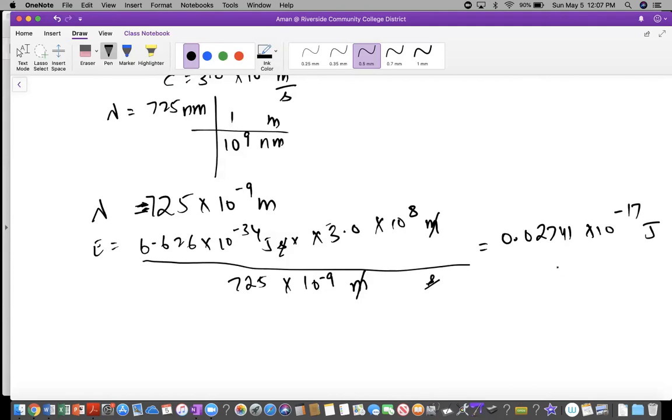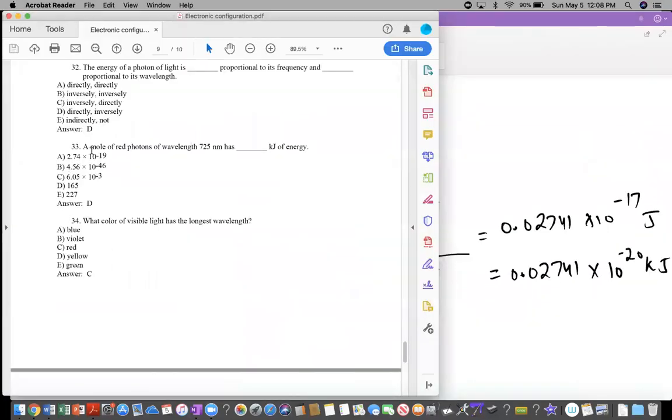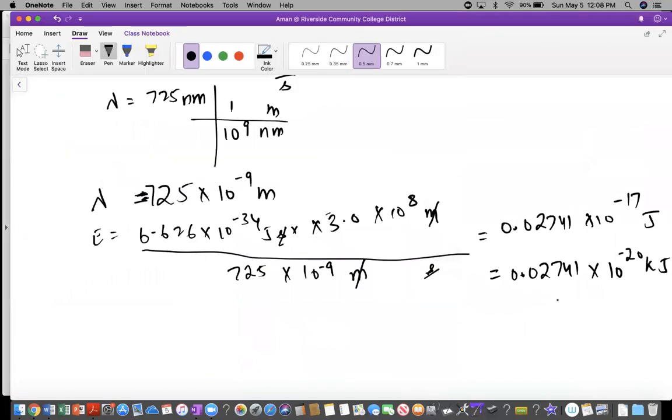No. Wait. That's first of all, and there's one more thing. Okay. So first, let's change this to kilojoules. If I keep the number the same, because the answer is looking in kilojoules, this will become 10 power negative 20 kilojoules. Okay. That's one thing. Right now, we have just changed it to kilojoules. Now, do you see the question actually says that we have 1 mole? So it's a mole of red photons. Right. The number that we have is for 1 molecule, 1 photon.